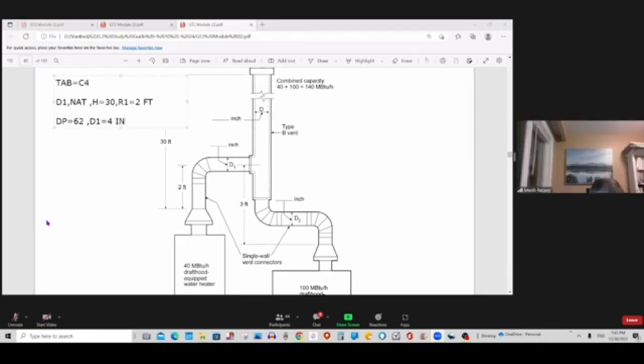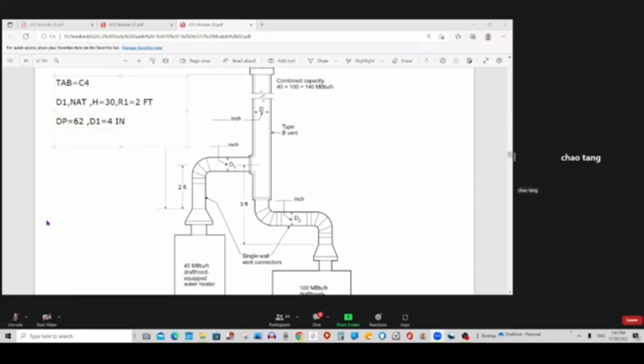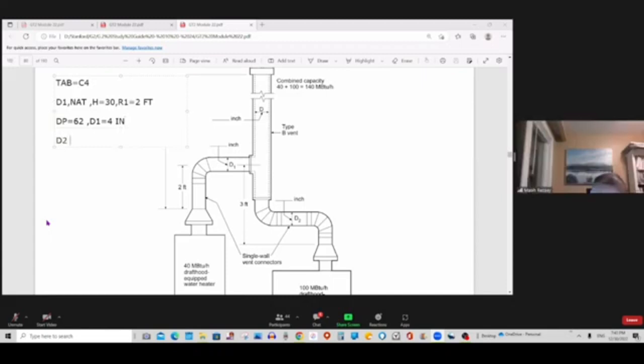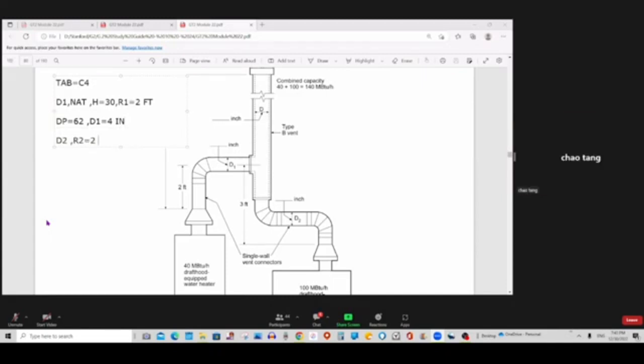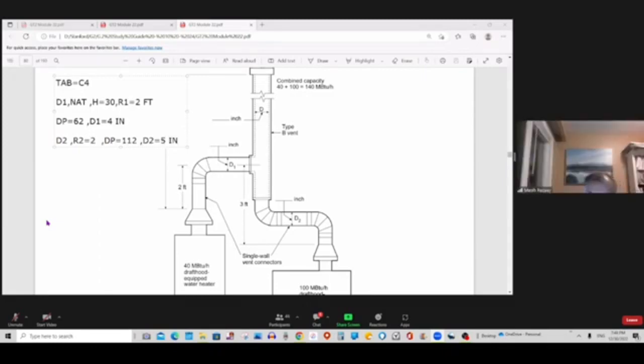Okay? Let's go next. For D2, R2 is equal to 2. Okay? What's going to be DP for 100? Miss Lily, DP equal how much? 112, right? Yes, Miss Lily. Yes. DP is 166, D equal 5 inch. Thank you, Miss Lily. Thank you.